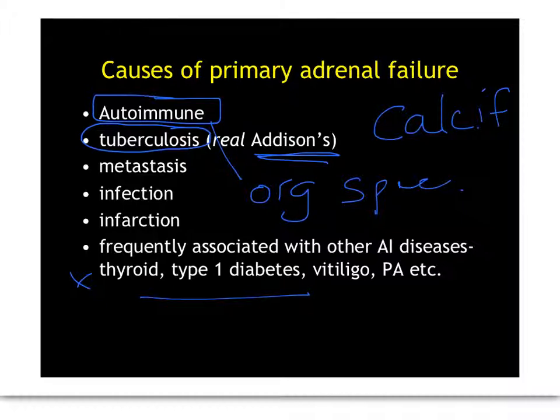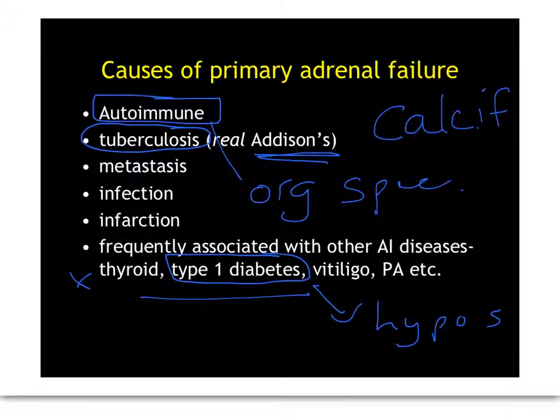I've listed a few other ones on the bottom of the slide here that often go along with Addison's disease. For example, in patients that we meet with type 1 diabetes, when they get unexplained hypoglycemia, we sometimes need to exclude Addison's disease as a potential cause.